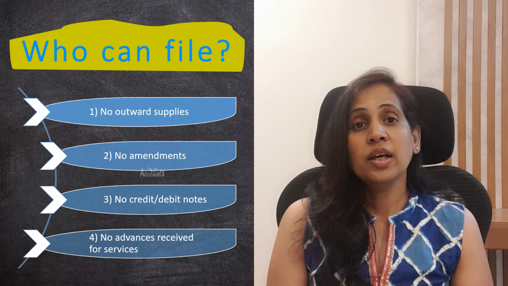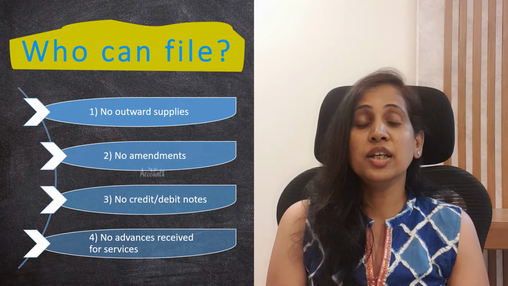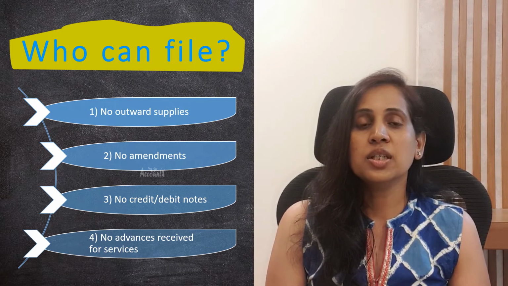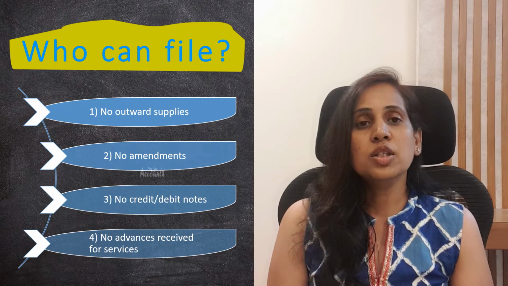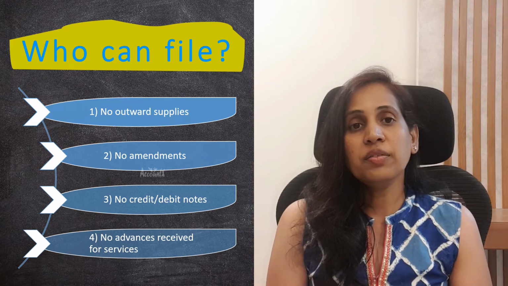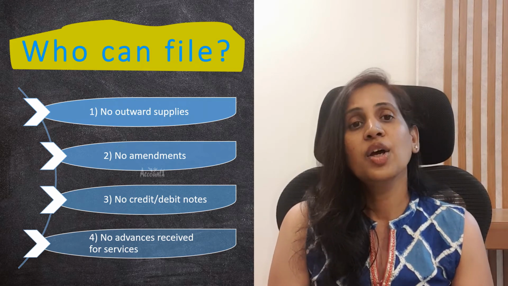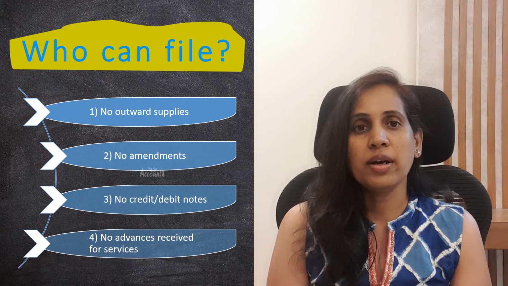Or let's say you have already paid tax on advance receipts and in the current month you have raised the tax invoice. Even in this situation, you will not be able to file Nil GSTR1. To put it differently, if you satisfy all these 4 conditions, then you may file Nil GSTR1.